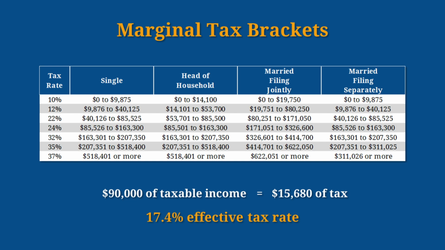This is important to understand because even though $90,000 of taxable income will be in the 24% tax bracket, it doesn't mean you will be paying 24% on all your income, because the majority of that $90,000 will be taxed at the lower rates of 10, 12, and 22%. All said and done, even though your marginal tax rate will be 24%, your effective rate will only be 17.4%.